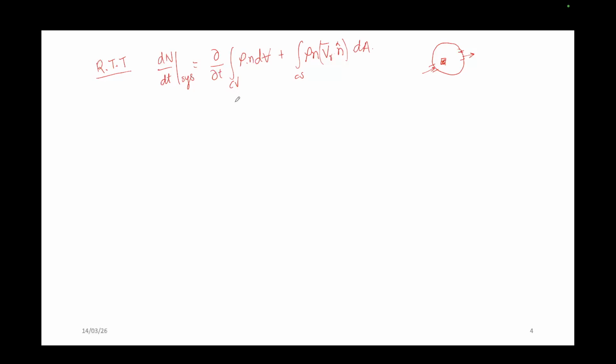Also in the last classes we discussed how to convert this control surface integral into a control volume integral. That methodology is known as the Eulerian method. So we discussed the Lagrangian approach and the Eulerian approach. So what was this approach, basically? I am just giving you the same example.